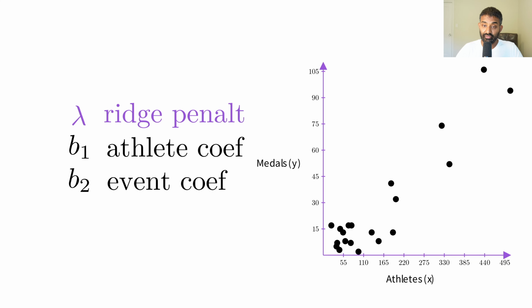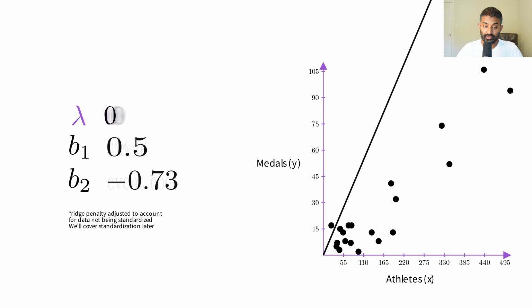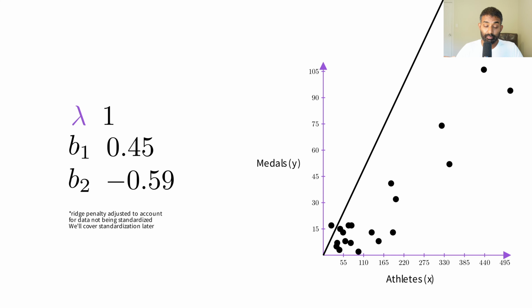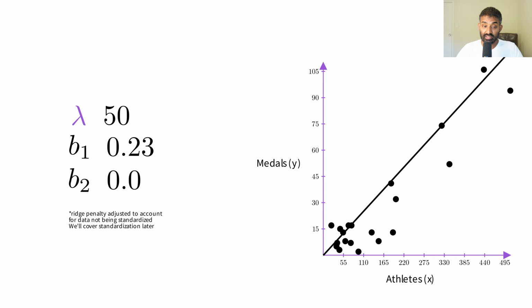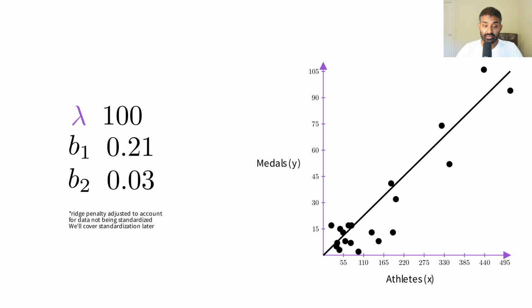Now, what we can do here to fix that is to apply the ridge penalty. Let's take a look at how the ridge penalty shifts the coefficients. So we start out with a B1 of 0.5, that's our athlete coefficient, and a B2 of negative 0.73, that's our events coefficient. Now let's increase the ridge penalty and see what happens. We can see that our B1 and B2 start moving towards 0 as we increase our ridge penalty lambda. And eventually we get close to the B1 of just running a linear regression on the athletes variable alone. So this makes a lot more sense, right?